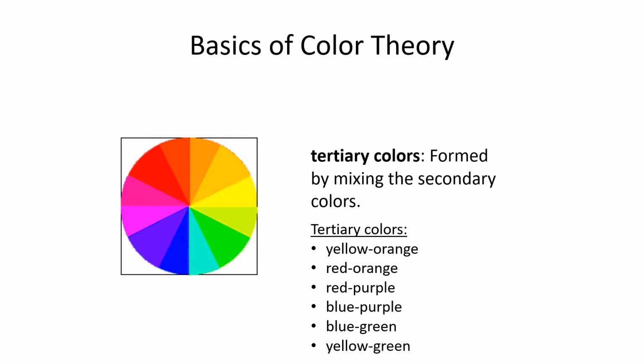Going back to childhood, one of the exciting things as a kid is getting that box of 64 crayons. How do you form all those other colors? Well, the tertiary colors are formed by taking the secondary colors and mixing them. So we won't quite get 64 at this point, but we get yellow-orange, and we get red-orange, and so on.